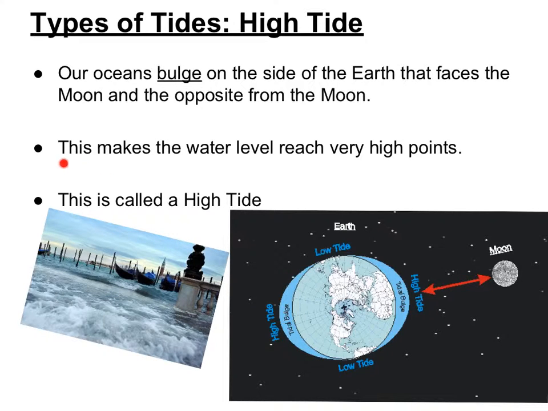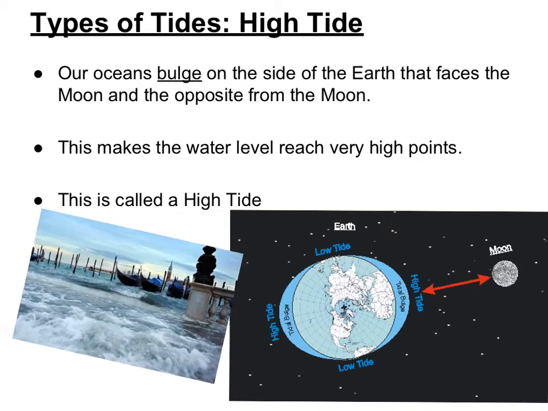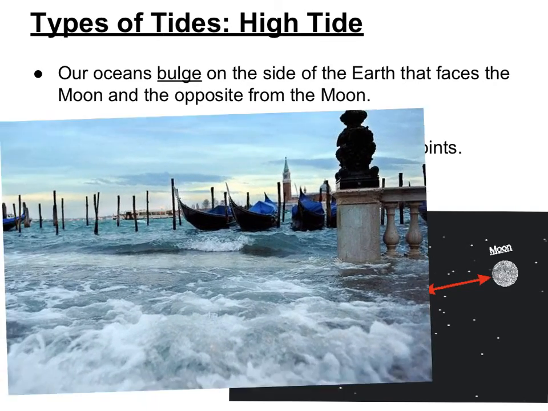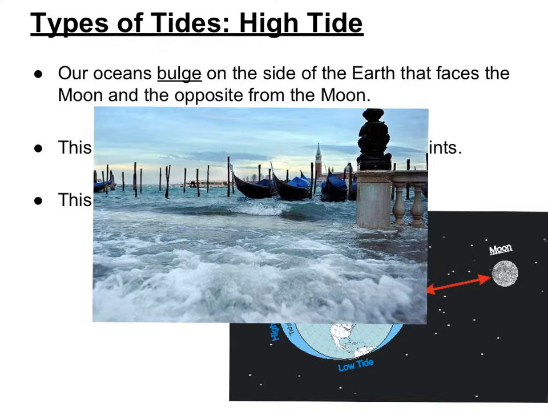So to add on to this, it makes the water level reach very high points. That's why it's called a high tide. In the bottom left-hand corner, you can see this picture that I'm zooming in and out of a high tide. As you can see, the ocean has come up because of the high tide onto the land.